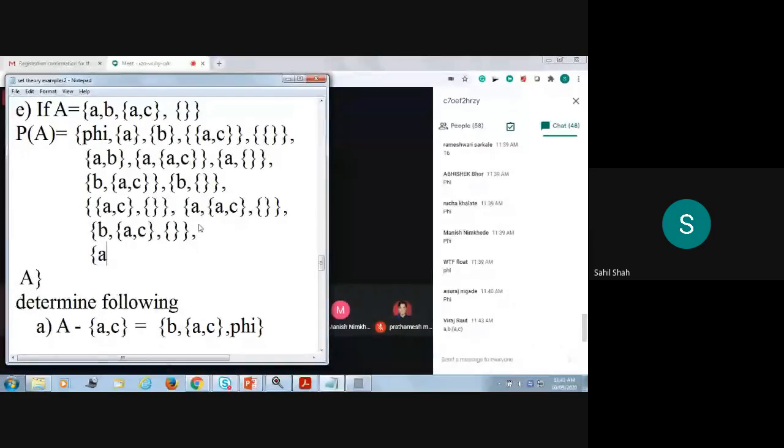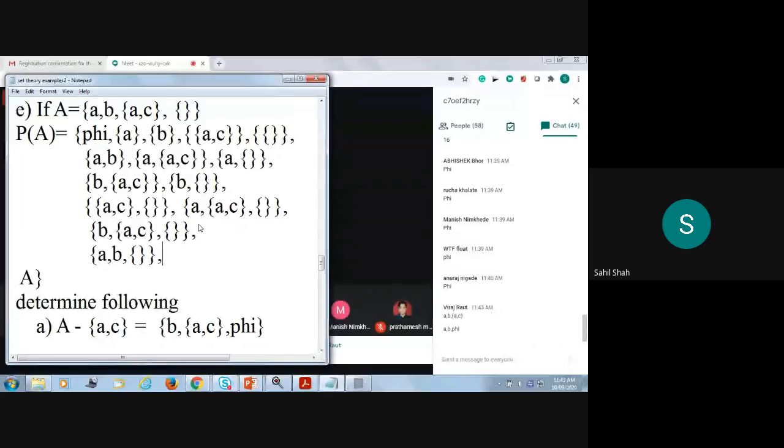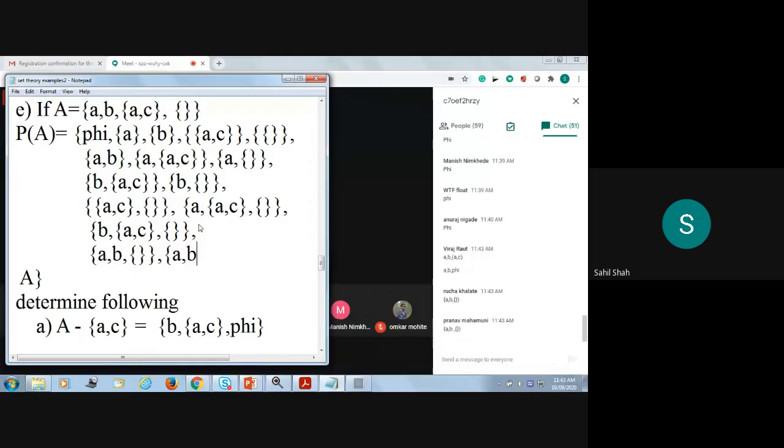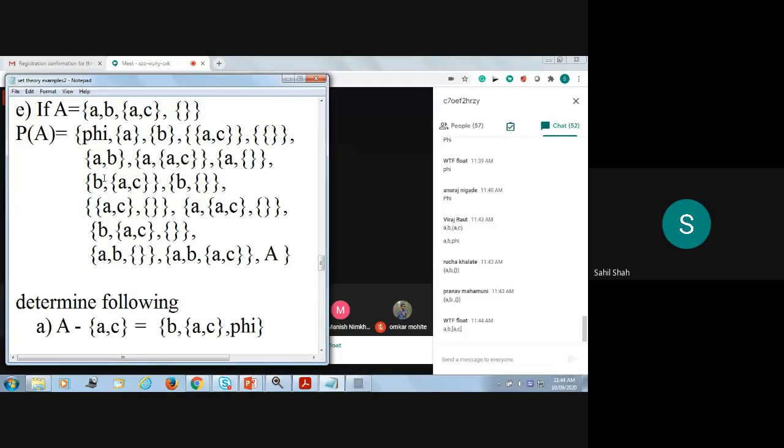So that one is A comma C comma phi, and the other one is A comma B comma phi. I have written that, okay, and A comma B comma AC. Have I written A comma B comma AC anywhere? No. A comma B comma AC, and finally after this I am having set A. And let us check now whether these are the total 16 elements with us. 1, 2, 3, 4, 5, 6, 7, 8, 9, 10, 11, 12, 13, 14, 15, and 16. So these are the subsets present in the power set.